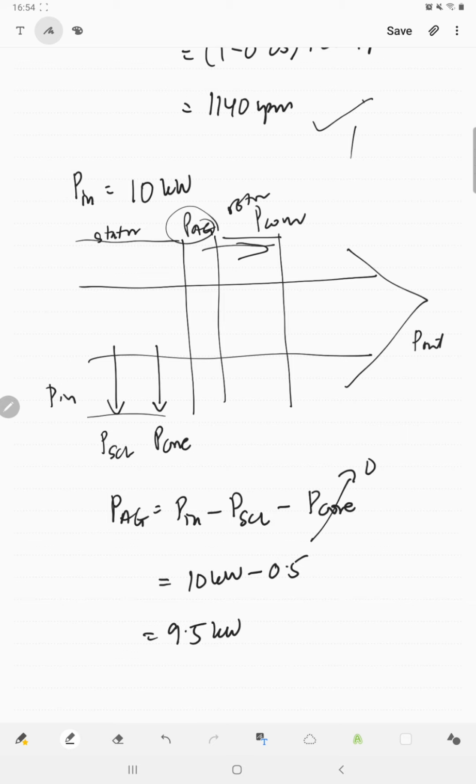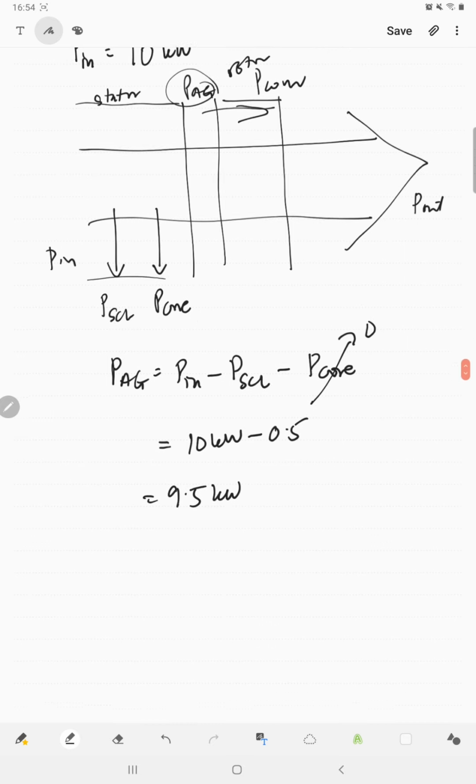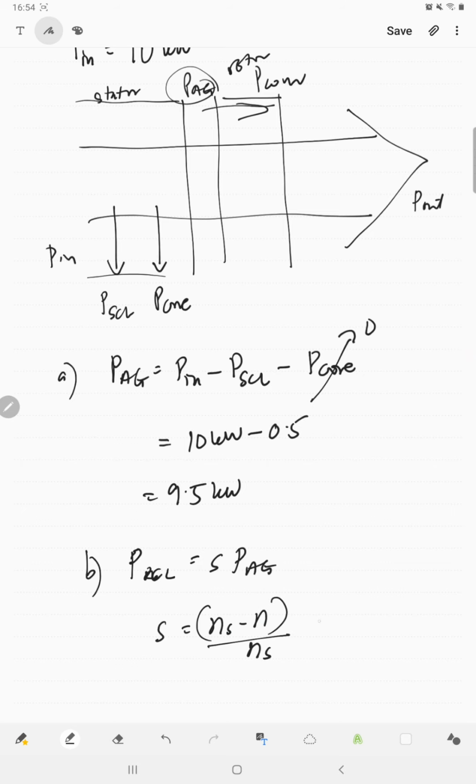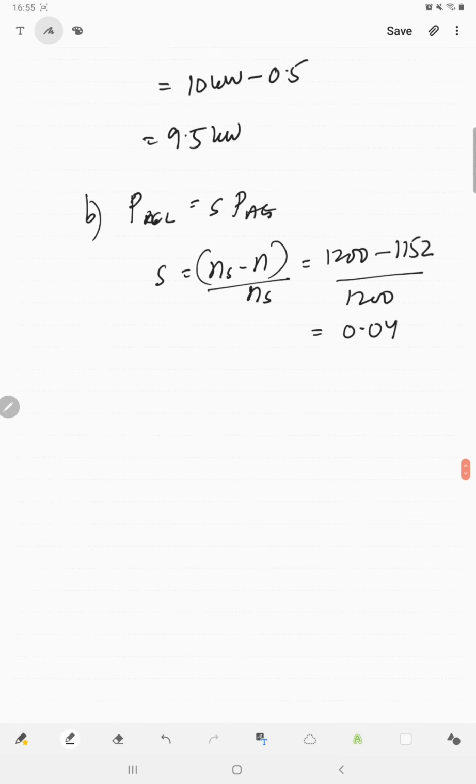Okay, now how much is the rotor losses? Rotor losses means the rotor copper losses. The rotor copper losses, RCL, is basically the slip times the air gap power. So the slip can be found by subtracting the motor speed from the synchronous speed, divided by synchronous speed, and we know synchronous speed is 1200. So 1200 minus 1152 divided by 1200 will give you 0.04. So this is the slip.